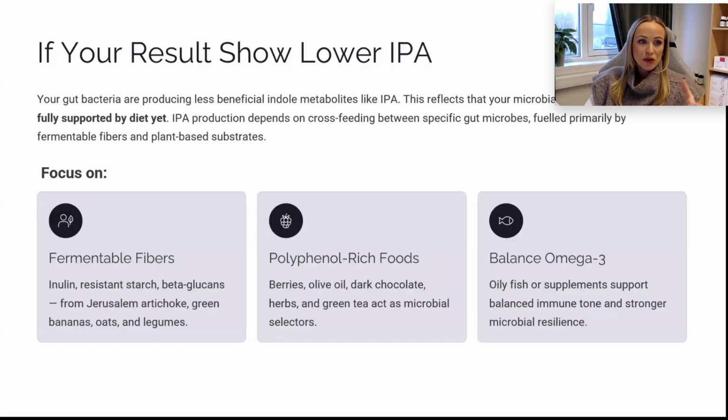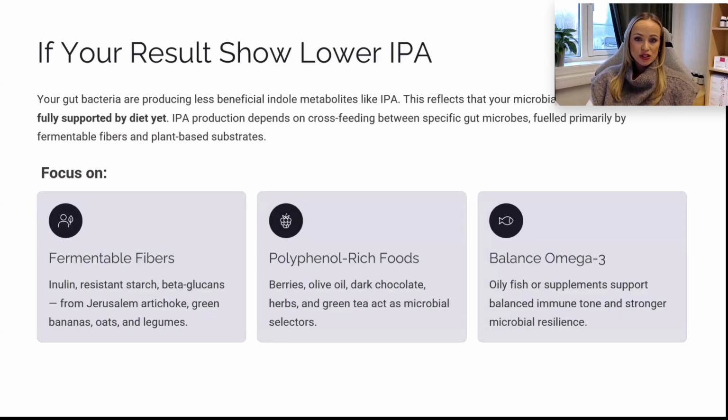It reflects that your microbial ecosystem is probably not fully supported by your diet yet. We know that IPA production depends on cross-feeding between specific gut microbes, which are fueled primarily by fermentable fibers and plant-based substrates. So when IPA is on the lower side, you should focus on feeding those beneficial bacteria. You can do this by increasing your intake of soluble and fermentable fibers, which you can get from oats or barley, inulin-rich vegetables, legumes, and diverse resistant starch sources.